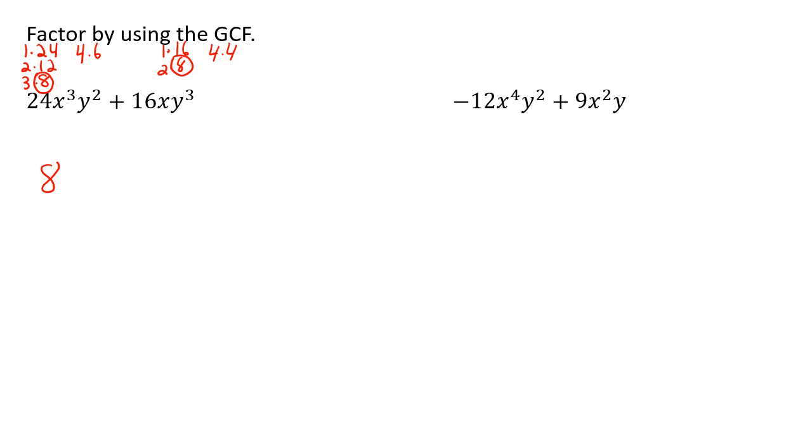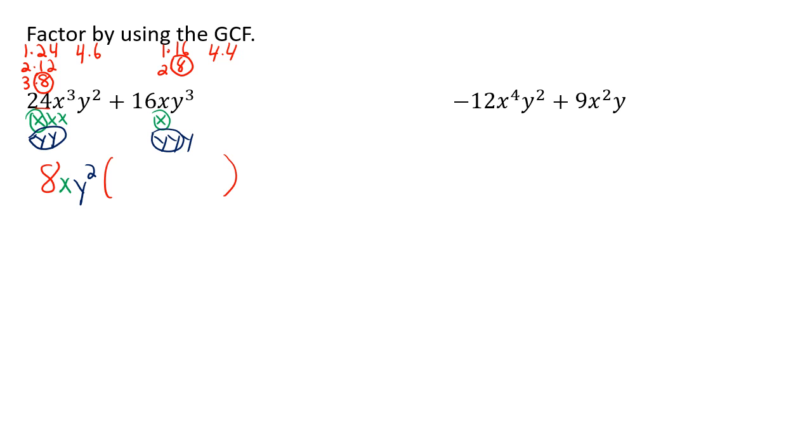Well, the first term has 3 x's, and the second term has 1 x. They only share 1 x, so I can only take 1 x out. Then I can see the first term has 2 y's, and the second term has 3 y's. They only share 2 y's, so I can only bring out y squared.